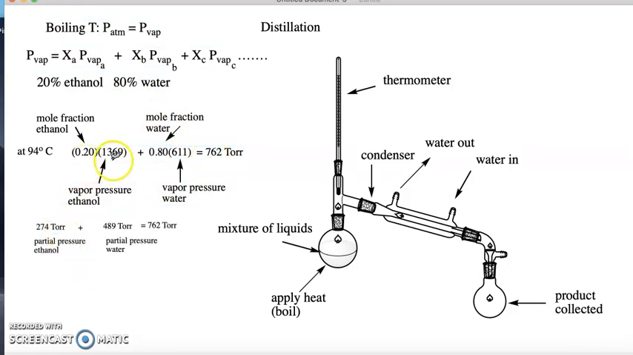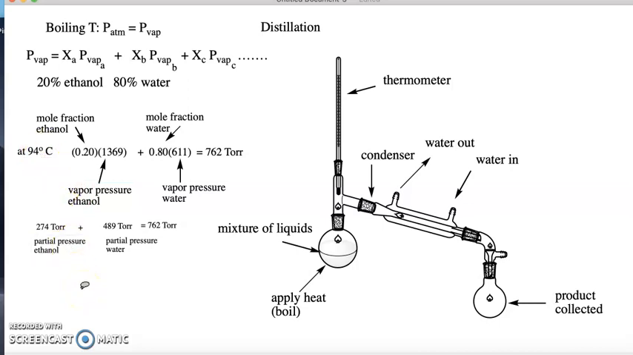0.2 times 1369 gives me 274 for the partial pressure of ethanol. 0.8 times 611 gives me 489 for the partial pressure of water, and that adds up to 762 torr. And the boiling point, or the atmospheric pressure, is about 760. So this is what I have at 94 degrees.